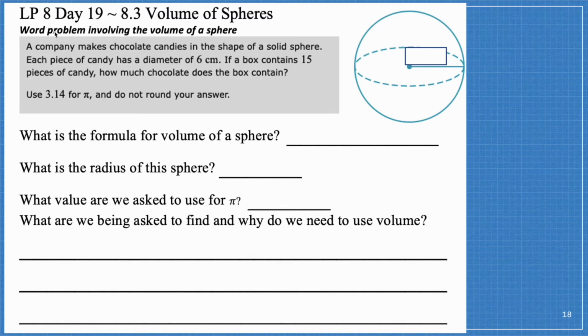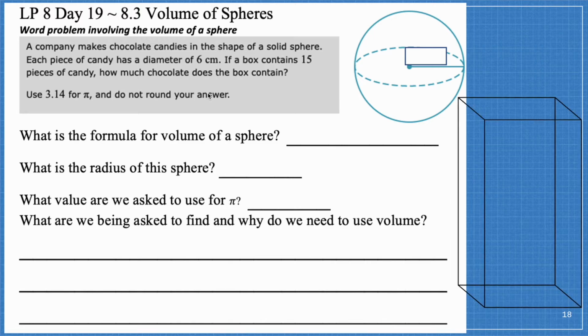All right, so now we're going to do volume of a sphere, but it's going to be a word problem. A company makes chocolate candies in the shape of a solid sphere. You can see I gave you kind of an example over here. Each piece of candy has a diameter of 6 centimeters. If a box contains 15 pieces of candy, how much chocolate does the box contain? Use 3.14 for pi and do not round your answer.